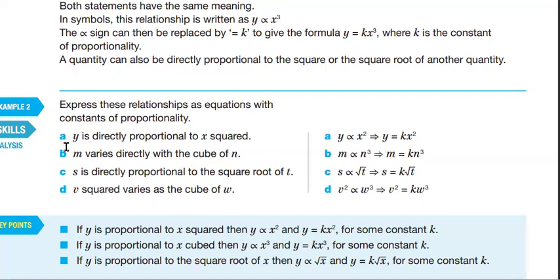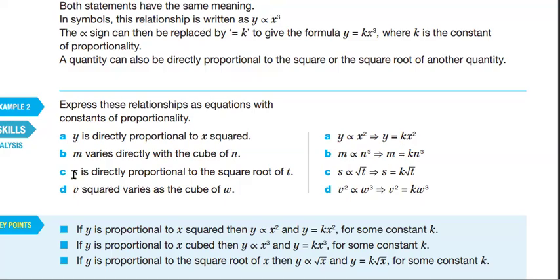For example, here, y is directly proportional to x squared. As we said before, the first letter should be written first here. And then directly proportional means this sign, and then x squared. And then we remove the sign of the direct proportion and we put equals k.